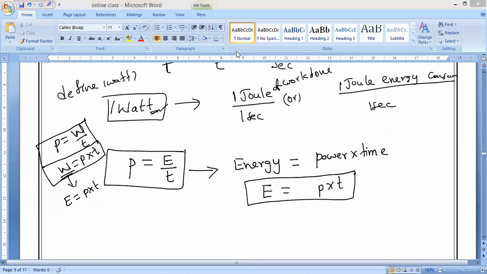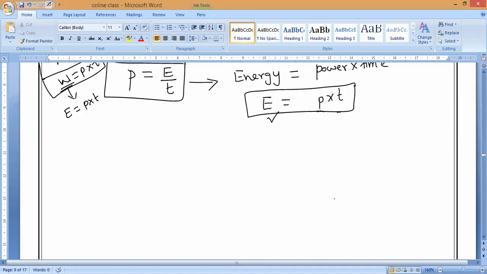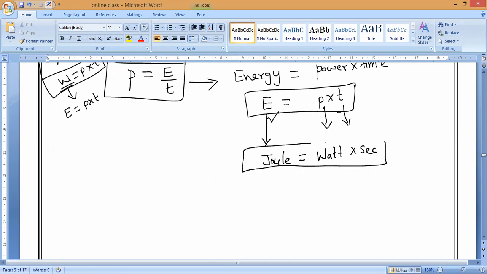Do you understand, Pradosh, Monish, Shakti? So energy E is equal to what will come? P into T will come. Now, let us see. As we know, what is the unit of energy? Unit of energy is joule, which is equal to, what is the unit of power? Watt, into, what is the unit of time? Seconds.